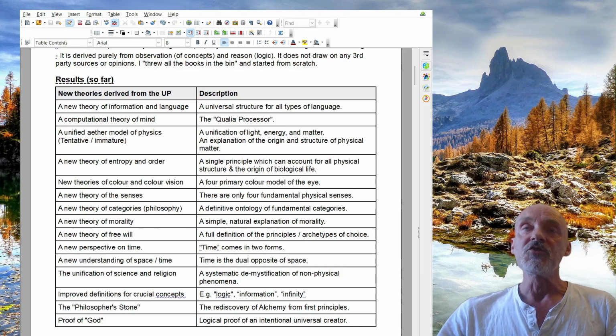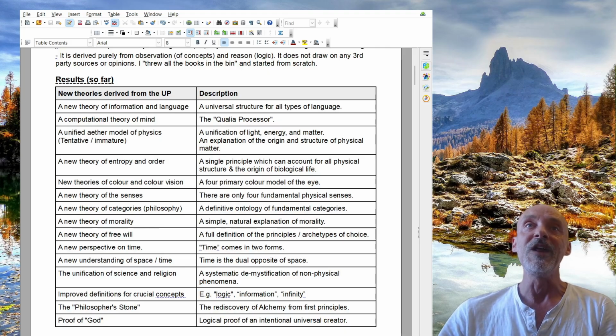It offers a new theory of entropy and order. You might think we don't really need a new theory of entropy, but this actually leads to a single principle which can account for all physical structure in the universe and even the origin of biological life. So by redefining entropy and order according to the rules of the UP, we're actually able to fairly easily explain where biological life comes from and why things have structure, why the particles have a particular fixed form.